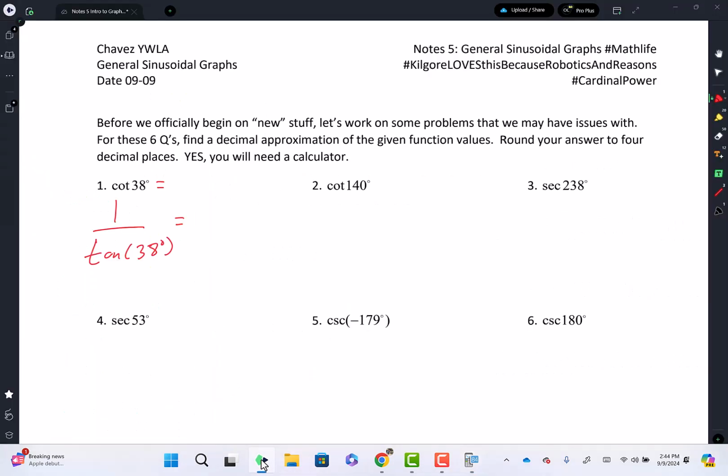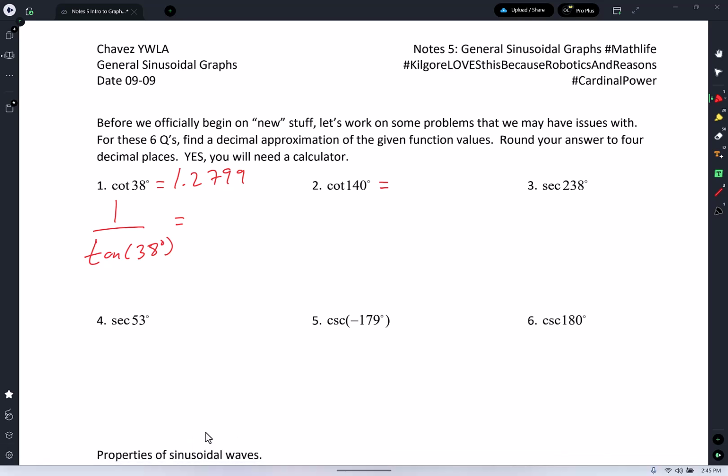1.2799. Are you shocked that it is positive? No, 38 degrees, x divided by y. X and y are both positive, so it's positive. Look at this one, cotangent of 140. Before you say the answer, is it positive or negative? Negative, because 140 degrees is in quadrant 2, and x divided by y in quadrant 2 is negative.